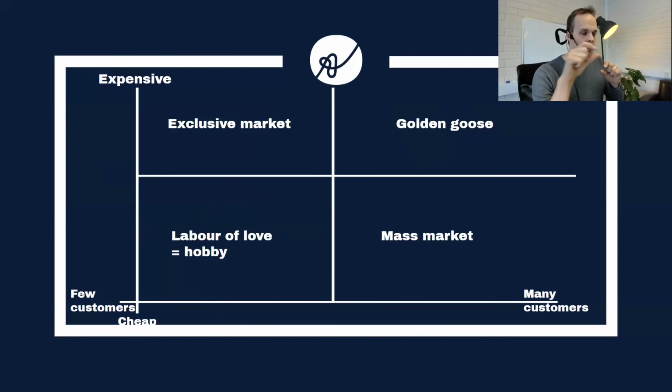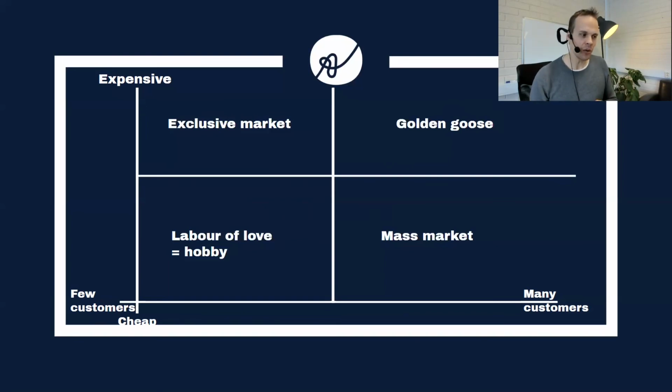So if you're going to be in business, go for expensive with few customers, or a lot of customers with quite cheap prices. The best business ideas are what we call golden goose business ideas. That's if you can sell something with a fairly high price to many customers. That would be the best business idea.